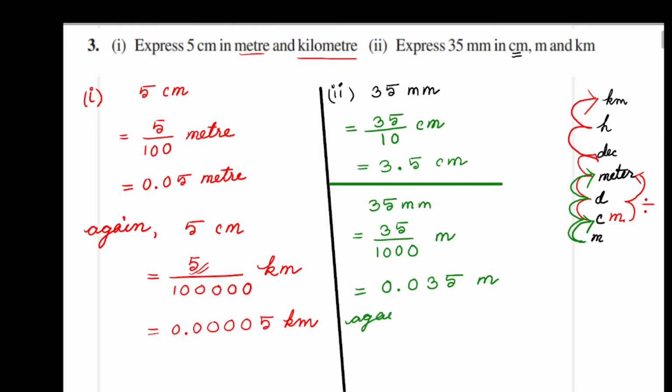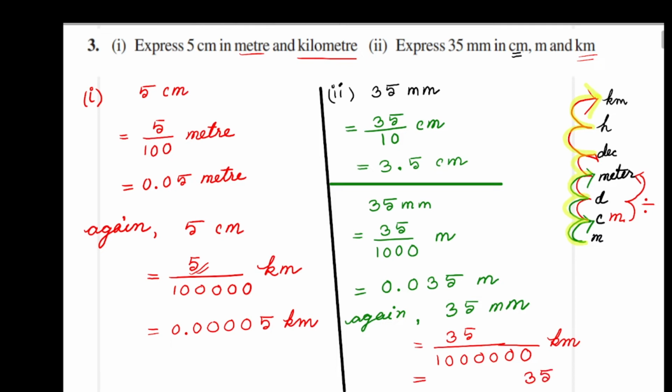Again, 35 millimeter can be converted into kilometer. Yes, kilometer. So how many steps? See, 1, 2, 3, 4, 5, 6. So we have to divide 35 by 1 followed by 6 zeros, 1, 2, 3, 4, 5, 6. Then it will be converted into kilometer. Now see, that means in the numerator we have to put the decimal point before 6 digits. But already 2 digits are here. So 0.000035 kilometer. Okay, I hope all the children understand properly.